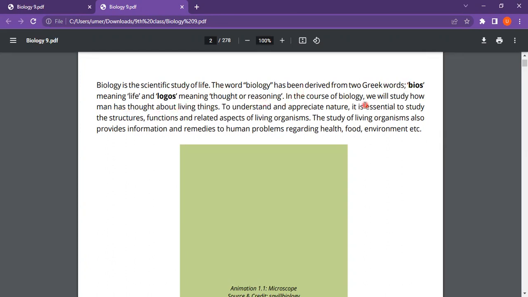In the course of biology, we will study how men have thought about living things to understand and appreciate nature. It is essential to study the structure, functions, and related aspects of living organisms. The study of living organisms also provides information and reminds us of human problems regarding health, food, environment, etc.